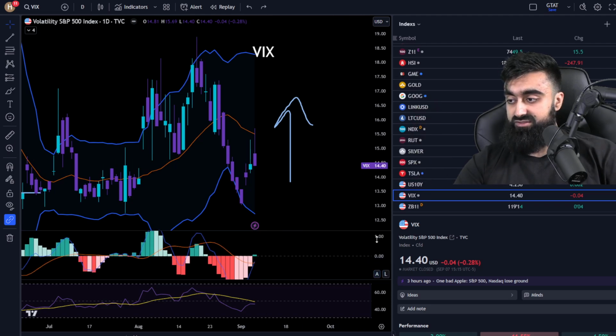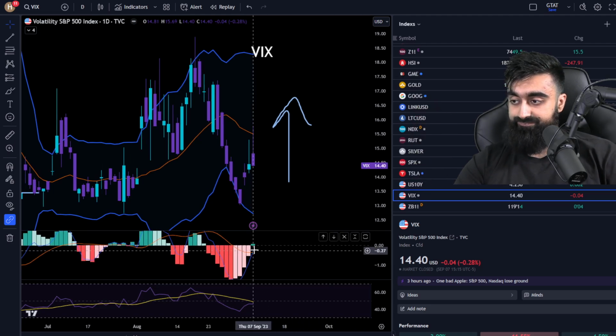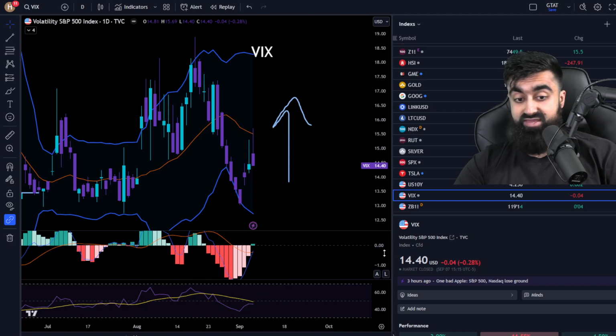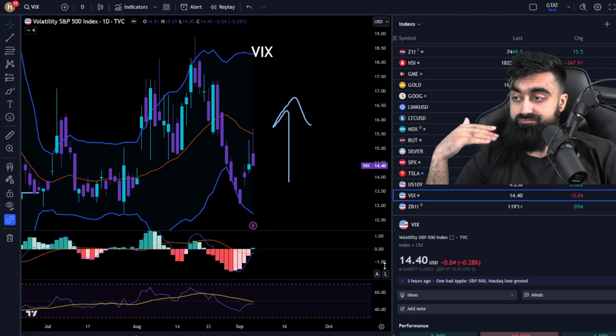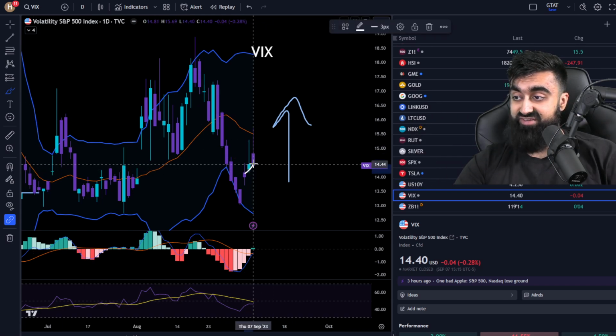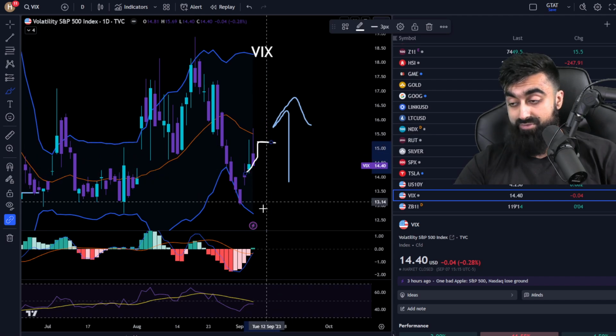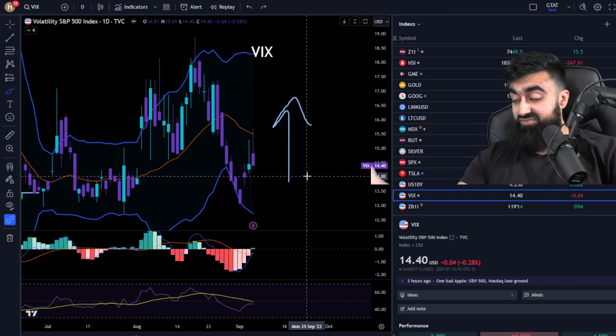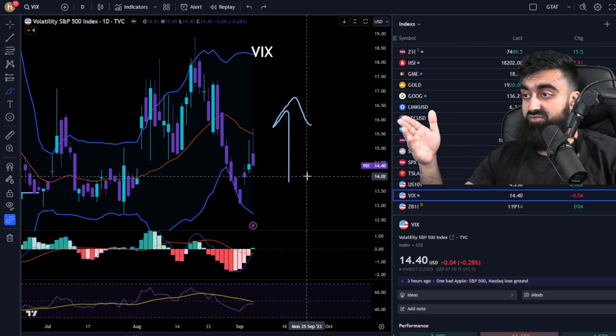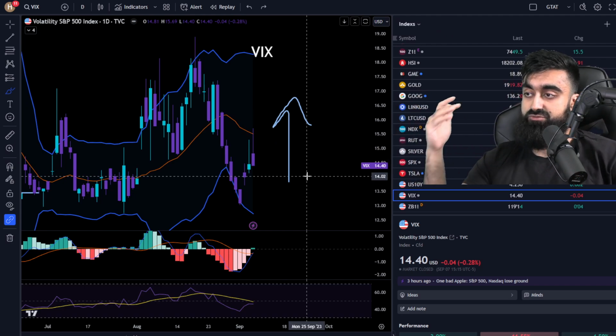But pragmatically, we can see that the MACD on the VIX just crossed above, and when that's the case, it's bullish momentum. So for the next 1 to 2 days on the VIX, it is going to be bullish to neutral in terms of the momentum. And if that's the case and it continues to rise off of this, then it's bearish for the market.